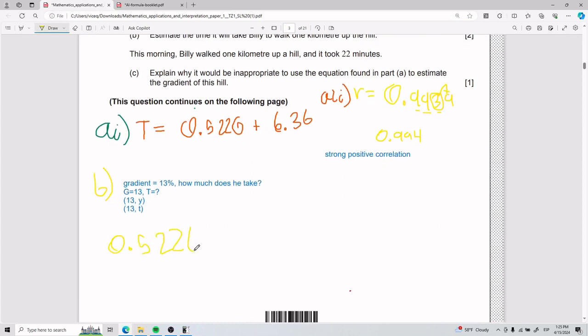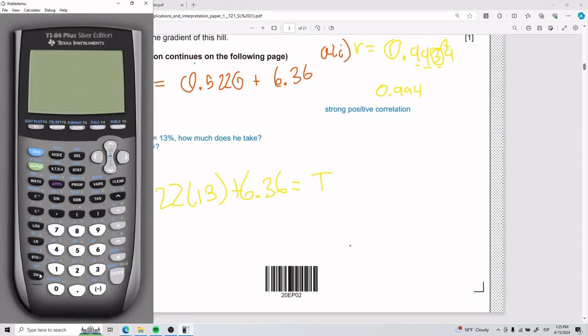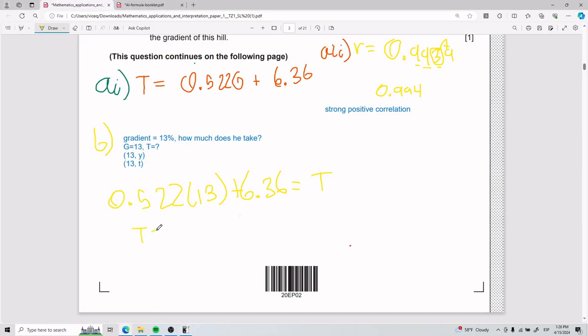0.522 times your G, which is 13, plus 6.36 is going to equal T. So you put all of this into your calculator. 0.522 times 13 plus 6.36, you get a T value of 13.146. T equals 13.146.